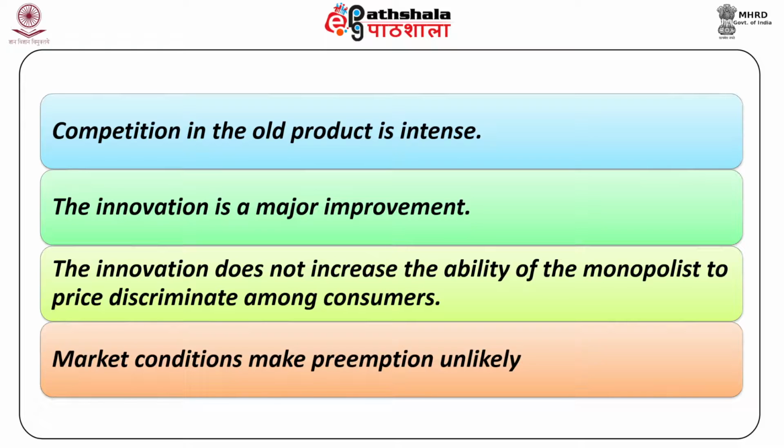The innovation is a major improvement. If the new product is such a major improvement relative to existing products that it will make the existing product obsolete, the competitor's lower replacement effect will give it a larger incentive to invest in R&D for the new product. Even without exclusive intellectual property protection, a competitor would have an incentive to invest in R&D for a major improvement, provided that it has a head start or some other protection from rapid imitation. The innovation does not increase the ability of the monopolist to price discriminate among consumers.